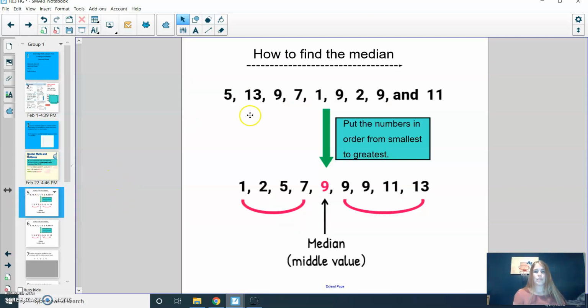In today's lesson, we're going to be talking about how to find the median. So the first thing when we're finding the median is we take a look at our numbers and we put them in order from smallest to greatest. So you can see how these numbers are rewritten in order from the smallest to the greatest. Once they're in order, then I can start crossing off my smallest and my biggest. I keep going until I have one number left. In this problem, since it was an odd, I only have one number left. I can see my middle value, my median is 9.